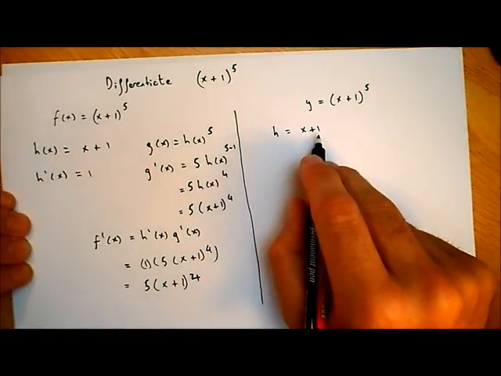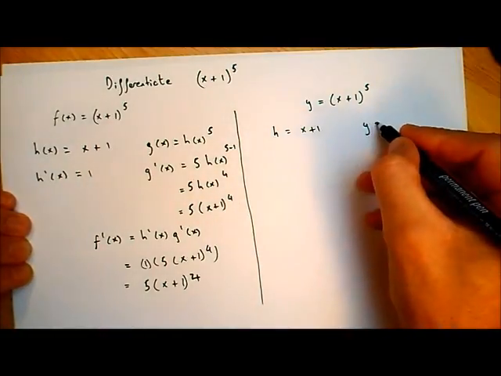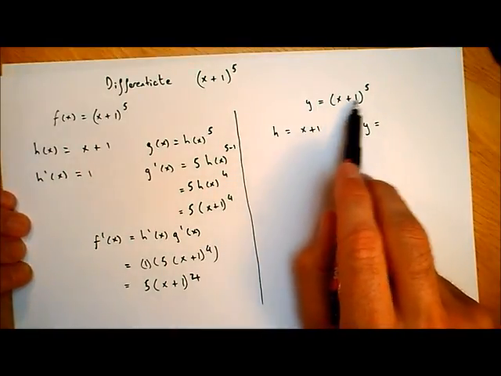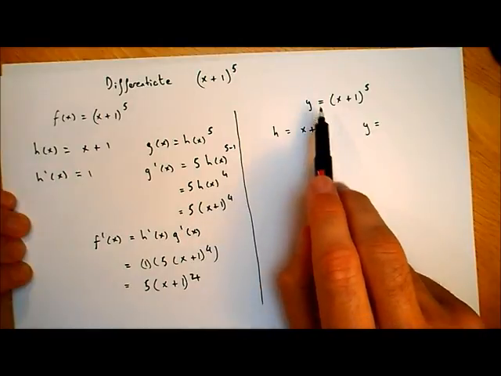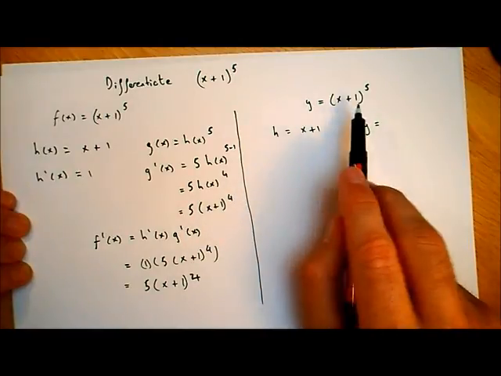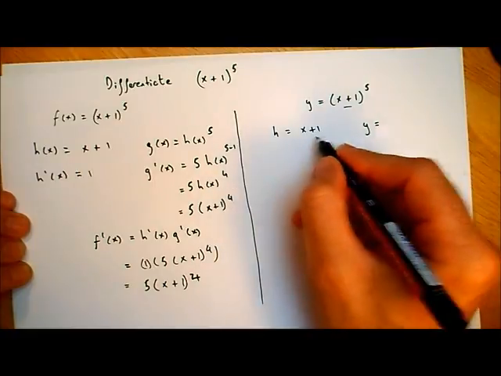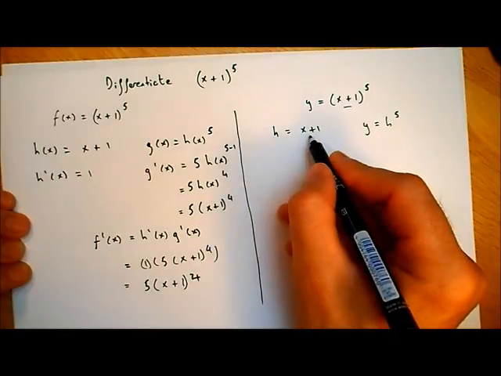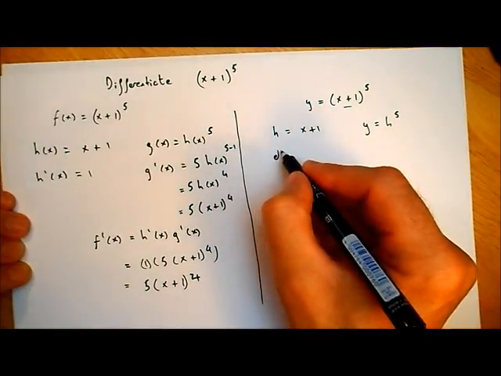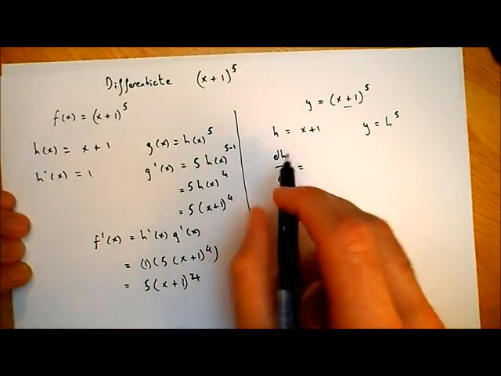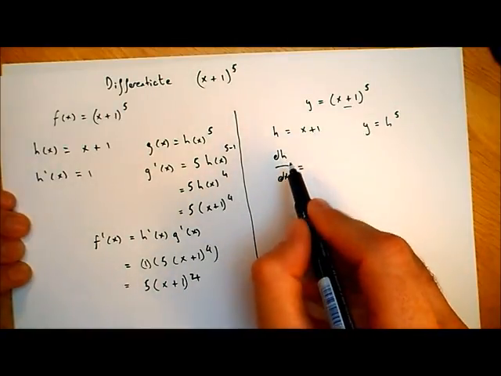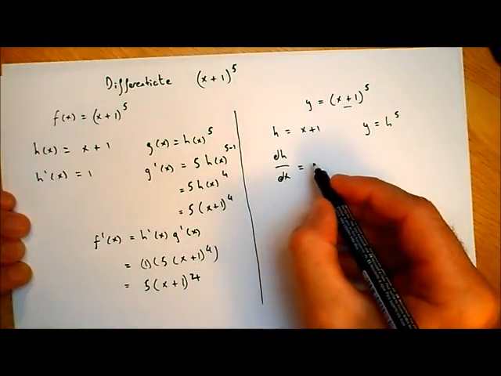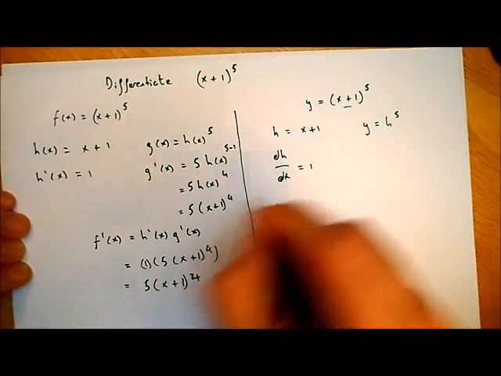So if h is equal to x plus 1, that means that y is equal to (x plus 1) all to the power of 5, but x plus 1 I've said is equal to h. So now that means that y is equal to h to the power of 5. Over here, I've got an h and an x, so I can differentiate this. I can find dh over dx. Because I've got an h and an x, when I differentiate with respect to x, I get dh over dx. So differentiate x plus 1, just using the normal rules of differentiation, I get 1.